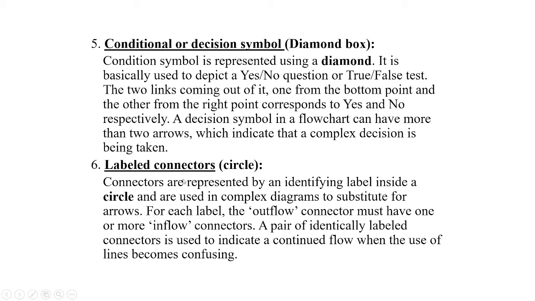And of course, the sixth symbol that we are going to use is a labeled connector, that is a circle. Connectors are represented by an identifying symbol inside a circle and are used in complex diagrams to substitute for arrows. For each label, the outflow connector must have one or more inflow connectors. A pair of identically labeled connectors is used to indicate a continued flow when the use of lines becomes confusing.